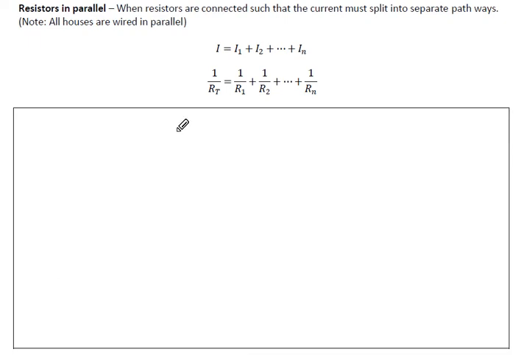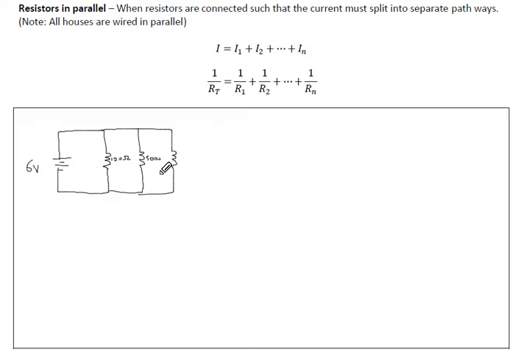Okay, let's look at a resistors in parallel question. So let's do those same resistors, but let's put them in parallel this time. So 1, 2, and 3. We have 6 volts, 100 ohms, 500 ohms, and 300 ohms.